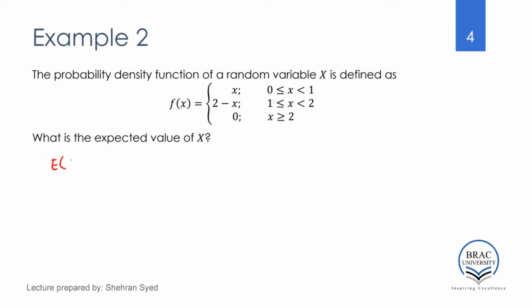The expected value of x would be equal to the integration of x times f of x dx over the entire possible interval. Now, if we break this piecewise function down, we can see that f of x is equal to x when x is between 0 and 1. It's equal to 2 minus x when x is between 1 and 2, and it's equal to 0 when x is greater than or equal to 2.